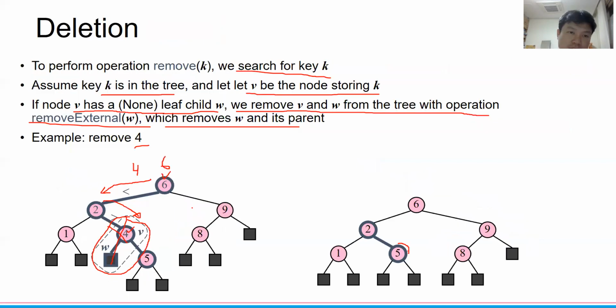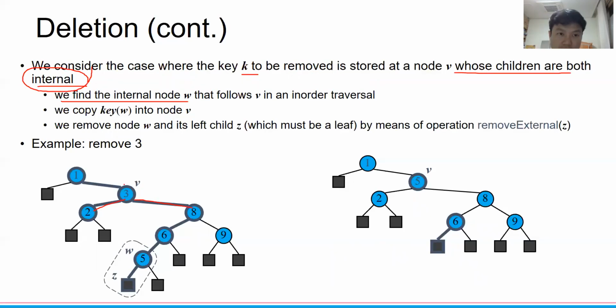In the previous one, we easily removed the node because it was the last node, or it was nearby the external node. But this node is an internal node. Then we first find the internal node w that follows v in the in-order traversal, and then we copy the key of w into the node v. Let's follow this step first. After we copy the key of w into the node v, we remove node w and its left child z. It must be a leaf by means of the operation remove external z.